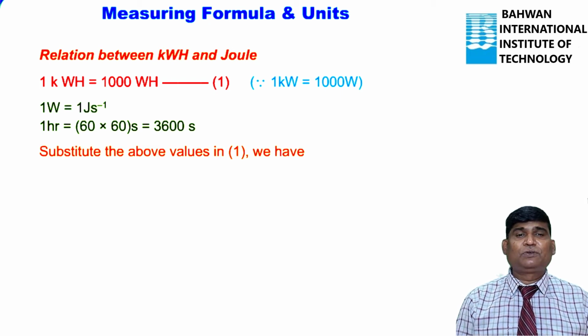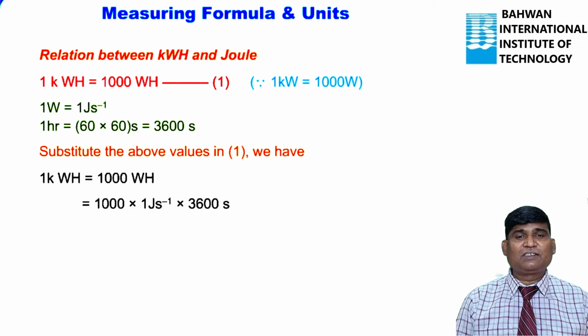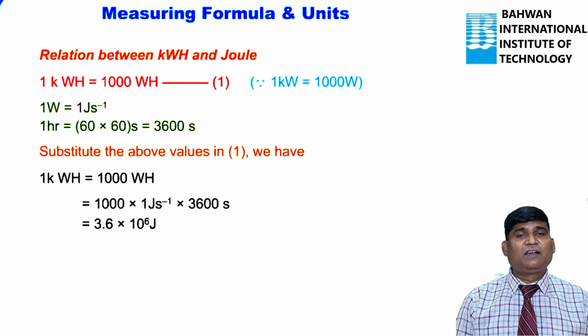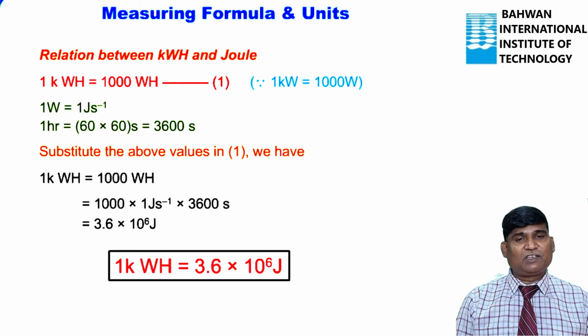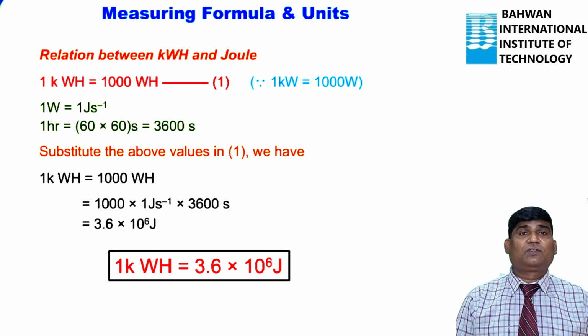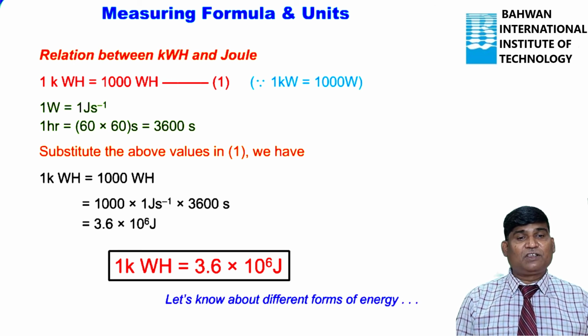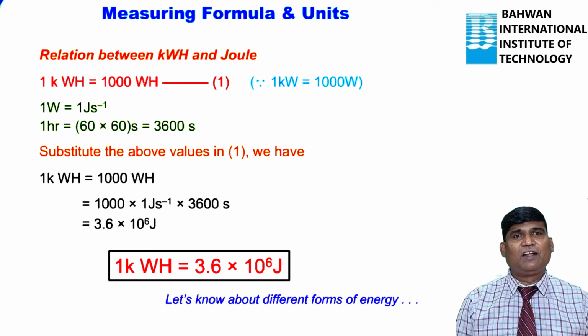Therefore, when I substitute all these things in kilowatt hour, we know 1 kilowatt hour is 1000 watt. In the place of watt, I am substituting 1 joule per second. In the place of hour, I am substituting 3600 seconds. Then we know that second will get cancelled. The only unit left is joule. That will be 3.6 times 10 power 6 joules. That means 1 kilowatt hour is equal to 3.6 times 10 power 6 joules. This is how we can get the relation between kilowatt hour and joule.